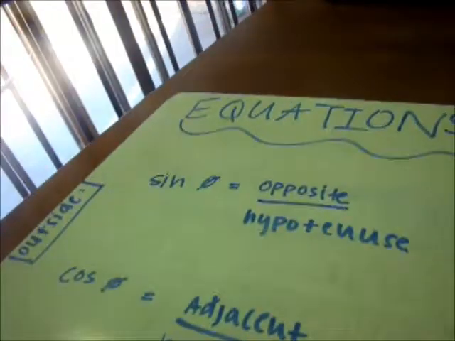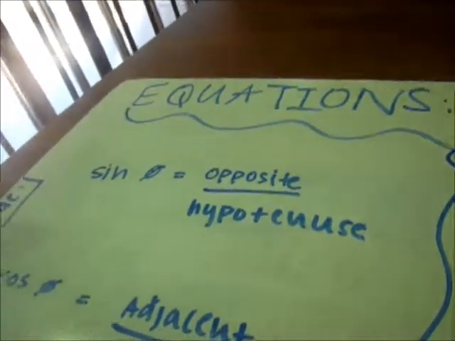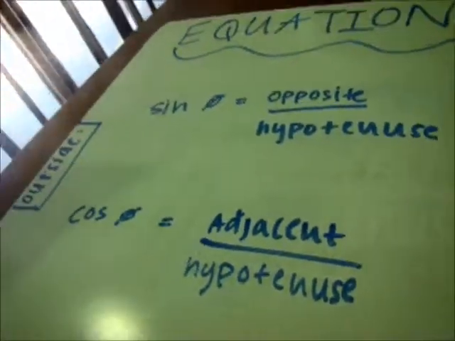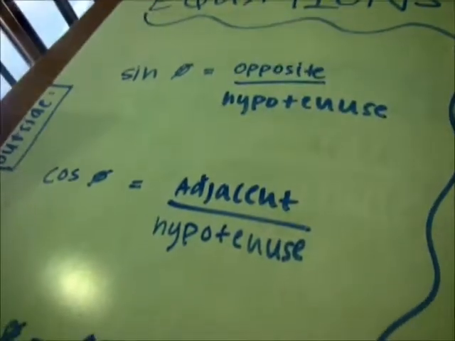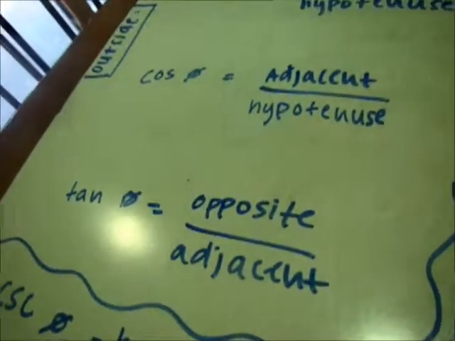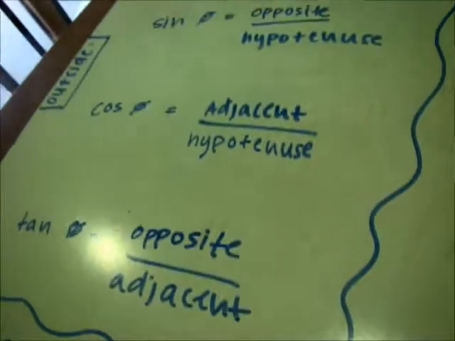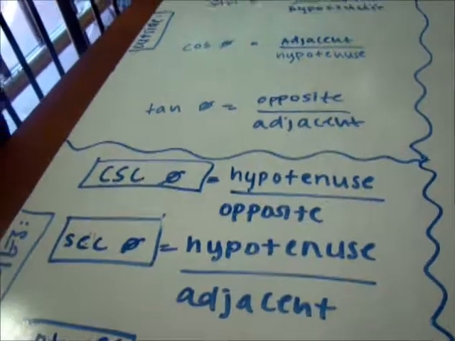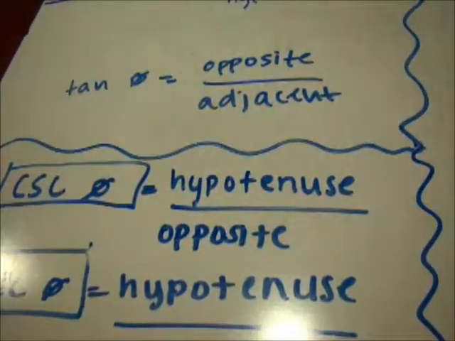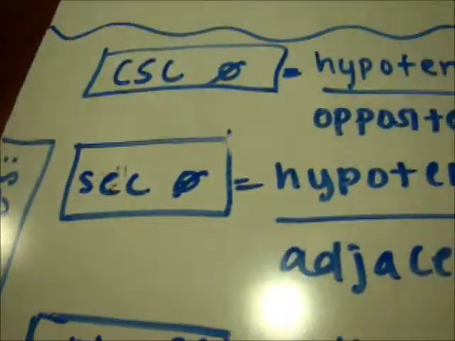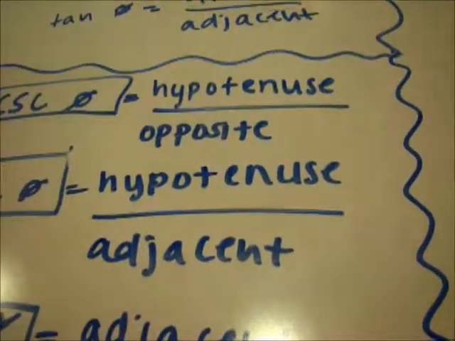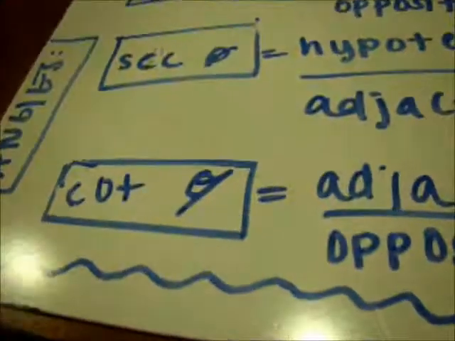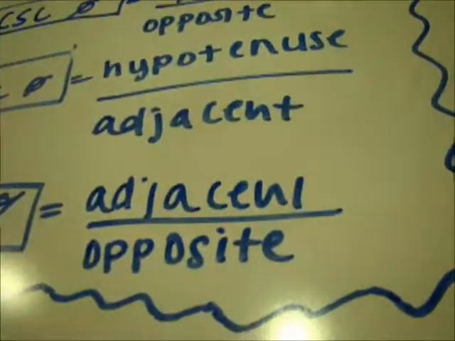Okay, so for equations, to get sine, you divide opposite over hypotenuse. To get cosine, you divide adjacent over hypotenuse. And to get tangent, you divide opposite over adjacent. And this is all for the outside. To get cosecant, you divide hypotenuse over opposite. To get secant, you divide hypotenuse over adjacent. And to get cotangent, you divide adjacent over opposite. And this is all for the angles.